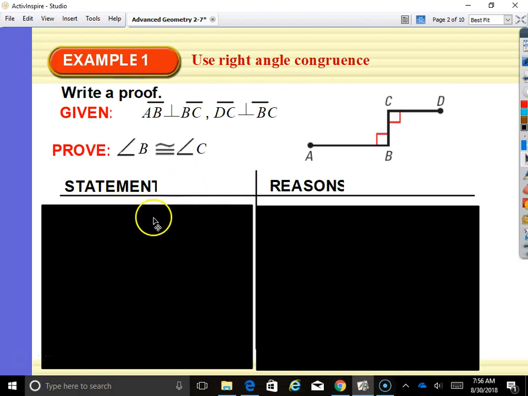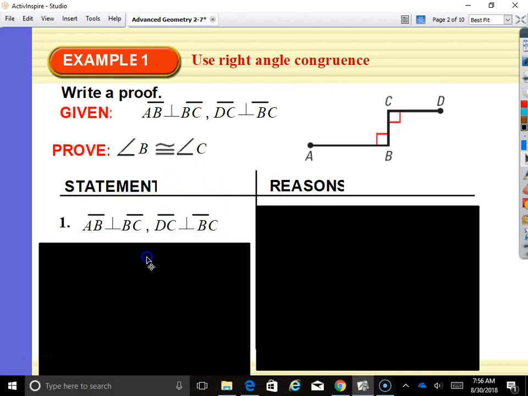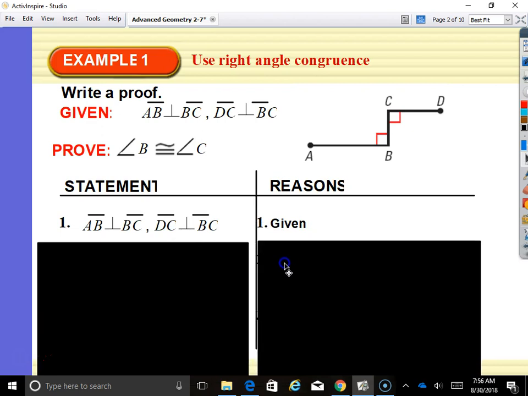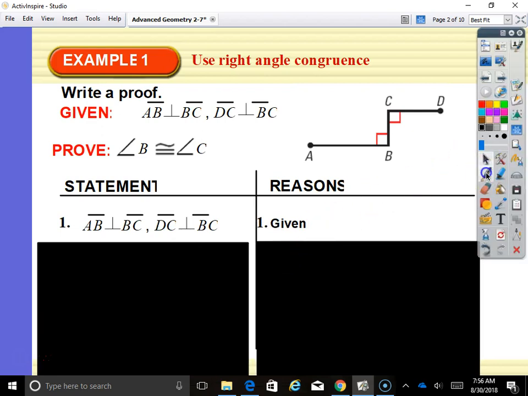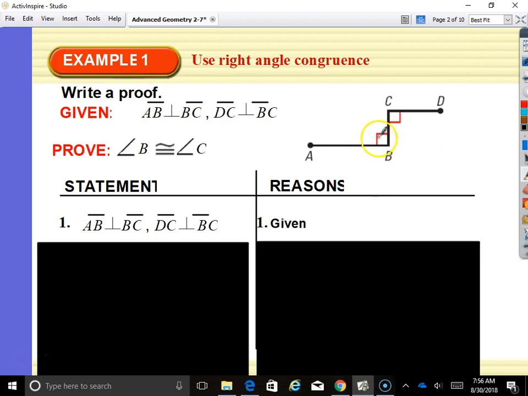So, the first thing we're going to do is write our given, and state that they are given. Then I'm going to look at my diagram and mark it up. It says that AB is perpendicular to BC, and they're also telling you that DC is perpendicular to BC. That's all that we know so far, right? What are we trying to prove? We're trying to prove angle B is congruent to angle C.